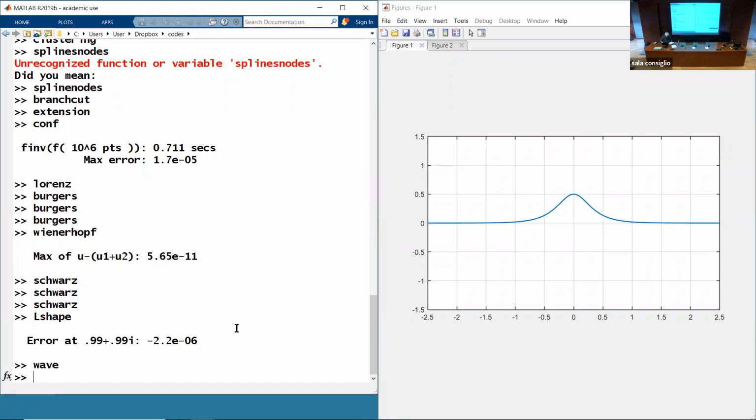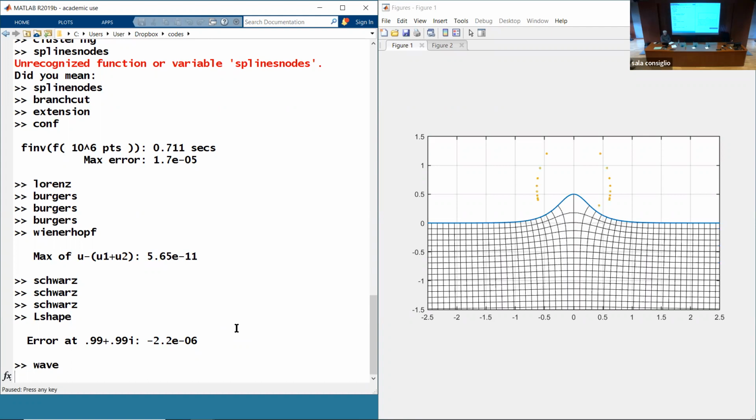So you do AAA, you get poles below and poles above. And Stefano tells us to throw away half of them and then solve a least squares problem involving the other ones. And there's your conformal map. And that is all. Thank you very much.